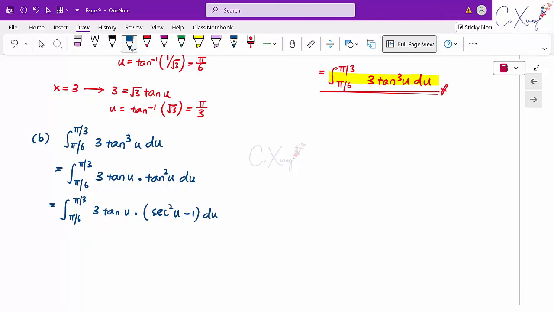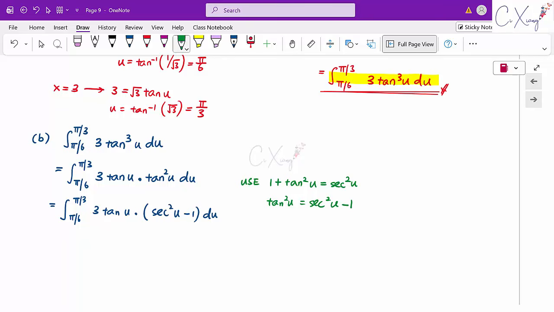Okay, so that's the purpose. I want to include the secant square in my integration. All right, then again, let's say you memorize the identity. I'm using this one: use the identity 1 plus tangent square equals secant square. Therefore, tangent square can be written as secant square minus 1.